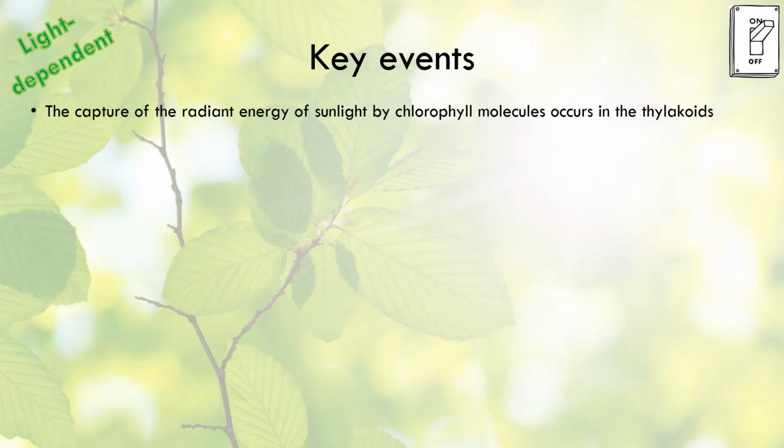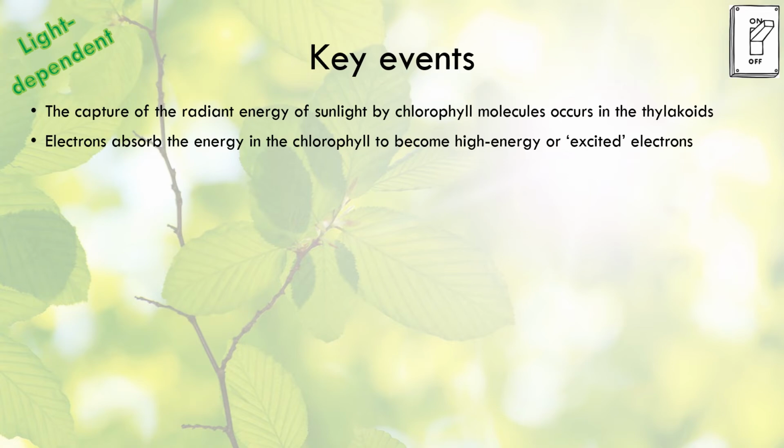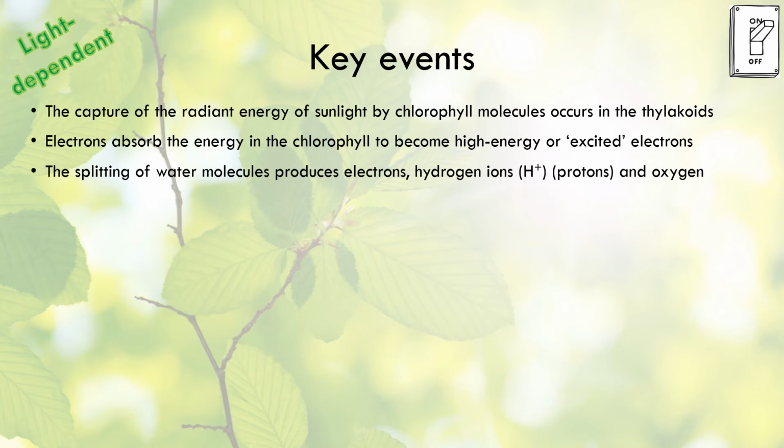We have the capture of radiant energy of sunlight by the chlorophyll molecules, and this occurs, as we said, in those thylakoids, so the little tiny discs. The electrons are then able to absorb the energy in the chlorophyll to become very excited. They end up in a higher energy level, and at that point they're then able to transfer their energy by splitting water molecules to produce electrons, hydrogen ions, and oxygen. Those hydrogen ions, we also note that they can be called protons because they have that positive charge.